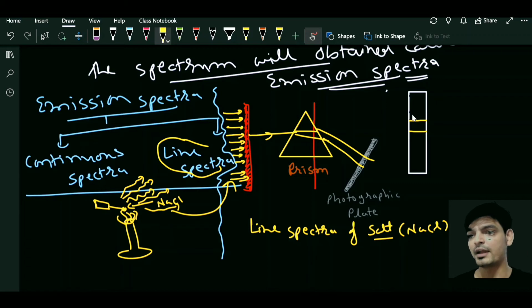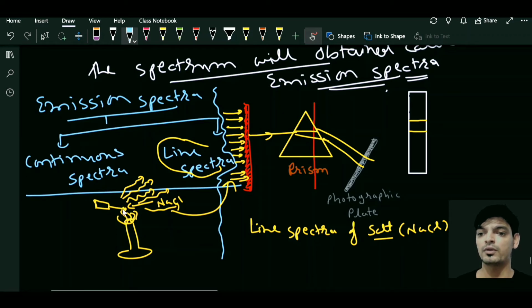For example, on a Bunsen burner we have heated sodium chloride. When we heat this sodium chloride in the flame of a Bunsen burner, a particular color radiation will be emitted. This emitted radiation we pass through the spectroscope, and we get two lines only. That's why it's known as a line spectra.